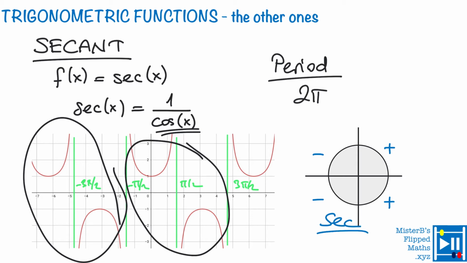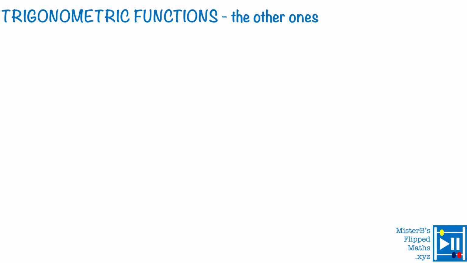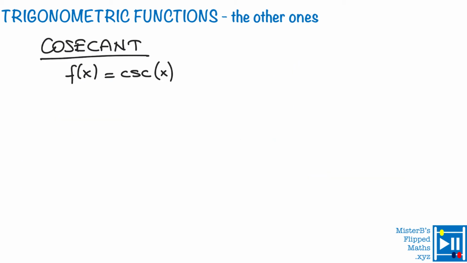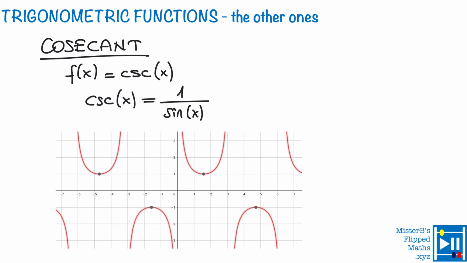Third and last but not least, the cosecant function. Abbreviation: csc. Definition: 1 over sine x. Graph: exactly the same as the secant function translated pi over 2 units to the right.